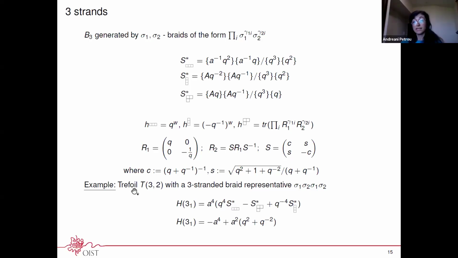And then we can look at the example of the trefoil, but now since torus knots are symmetric in m and n, we have a three-stranded version of it with this braid word, which now has writhe 4, but then the result is still the same as we expect.